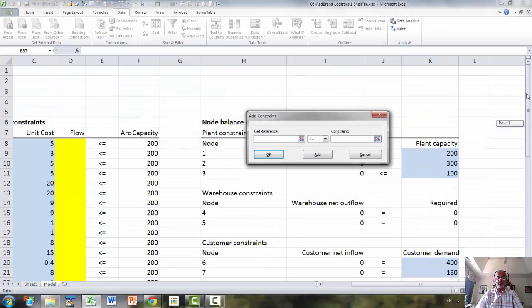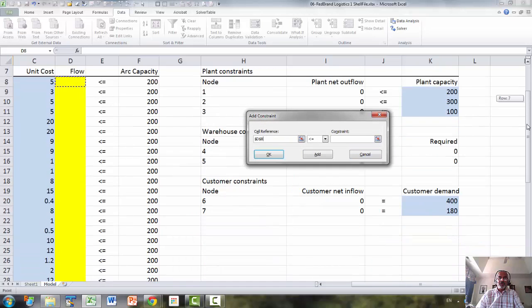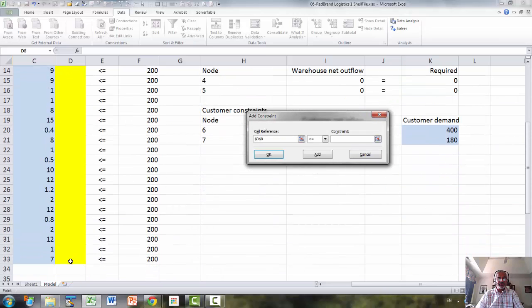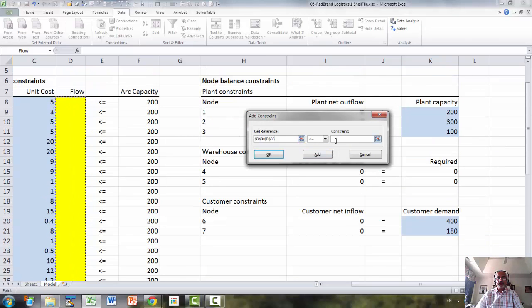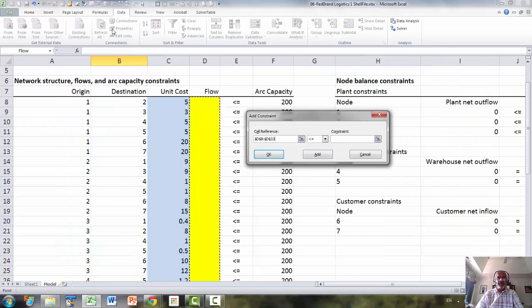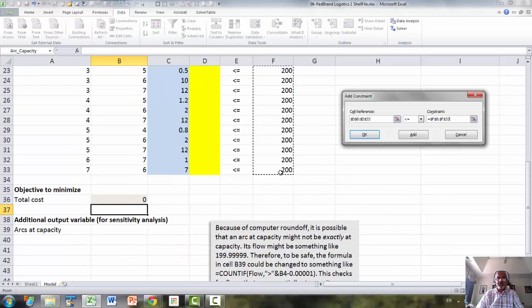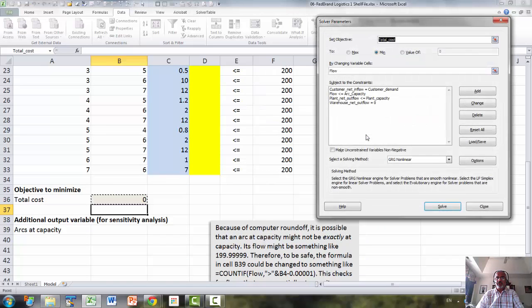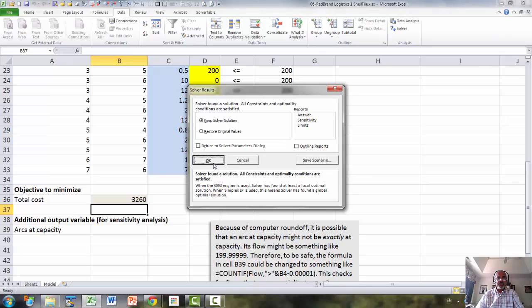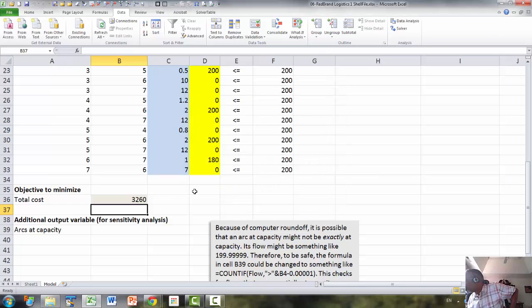In addition, we have one more, which is that the flow must be less than or equal to the arc capacity. We can enter the common arc capacity as the right hand side from here, or we can enter this entire column. Click OK, make unconstrained variables non-negative, choose Simplex, and then solve, and we have the answer.